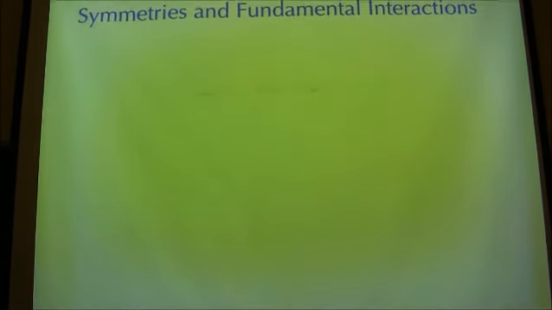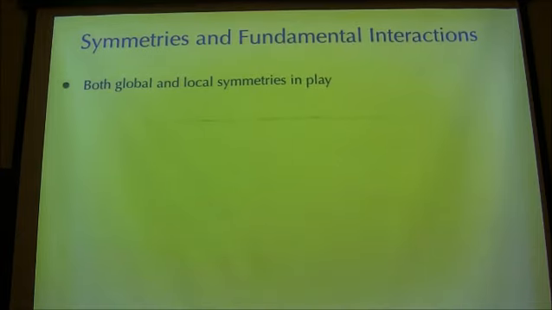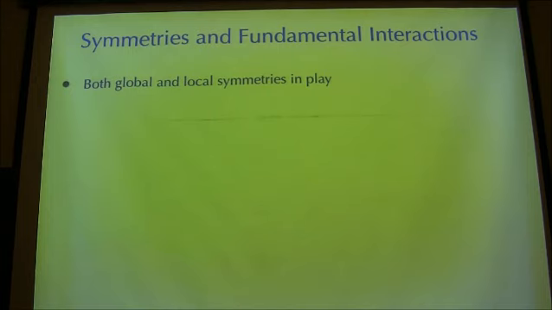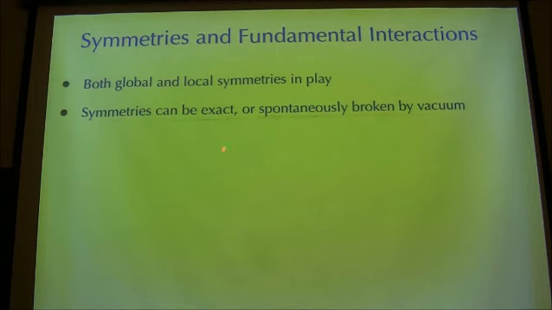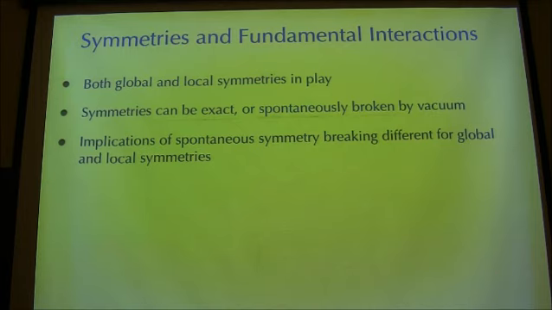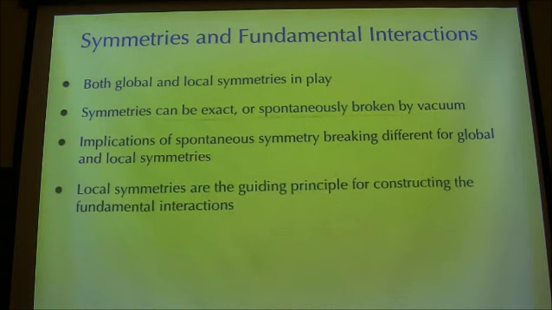So how do symmetries start to be in play in the fundamental interactions? Well, first of all, both global and local symmetries are in play, which is interesting. What is even weirder is that the symmetries can be exact, or they can be what we say is spontaneously broken by the vacuum, or lowest energy state, of the system. And this idea of spontaneous symmetry breaking has two manifestations, one for global symmetries and one for local symmetries. And the outcomes are extremely different. The physics that emerges from these is very different.